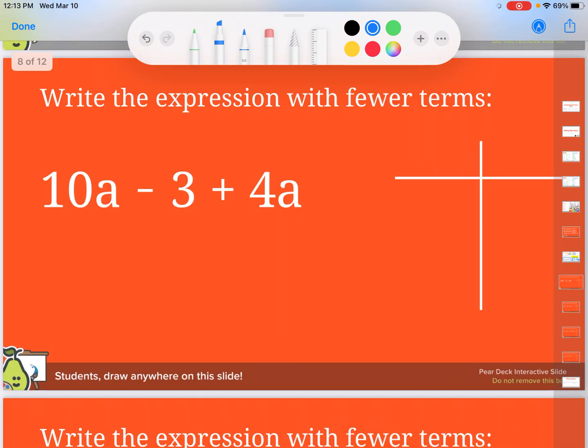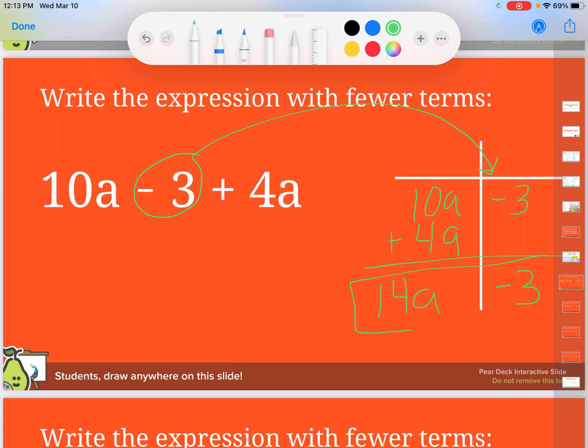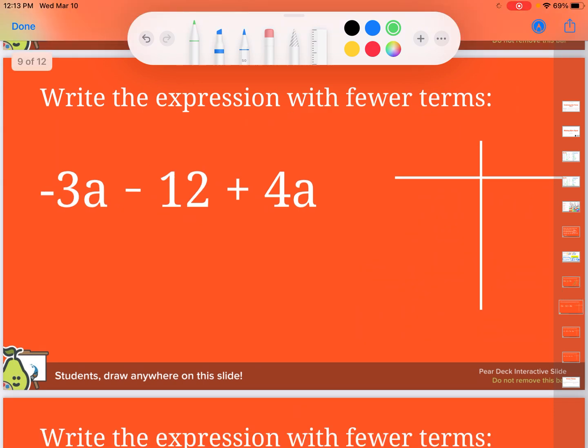All right, so they want us to write the expression with fewer terms. So I'm going to sort my terms based on what letter they have. So I have a 10a, I have a minus 3, that's a constant, plus a 4a. So I'm going to combine the like terms. Now the sign in front of it goes with that number. So I end up with 14a minus 3. And I'm done. If it's in two separate columns, I can't combine it any further.